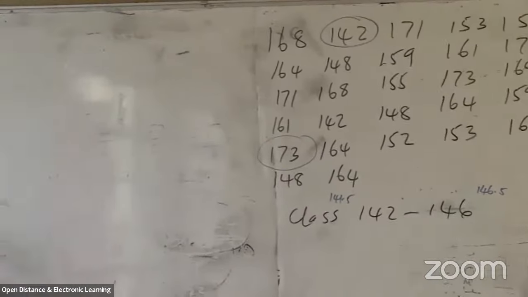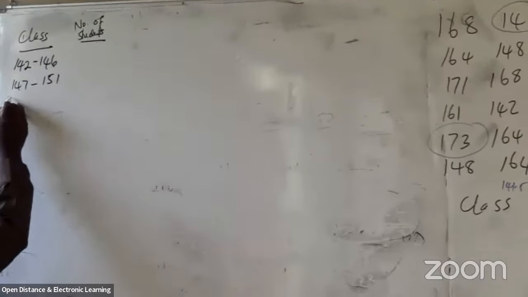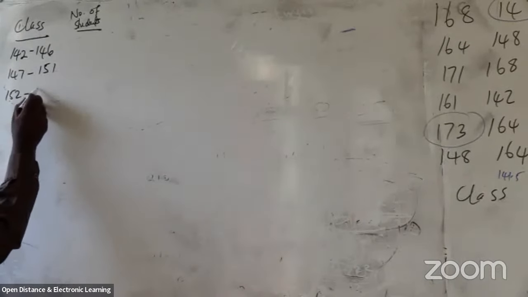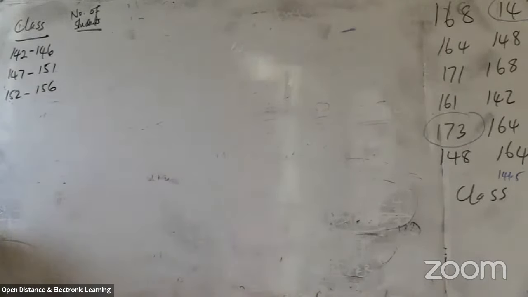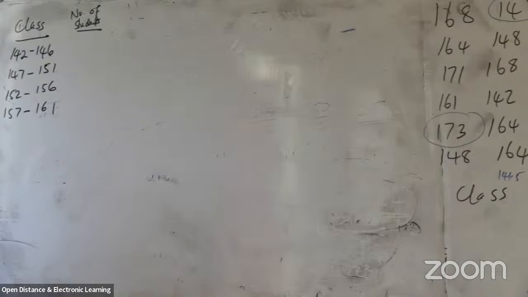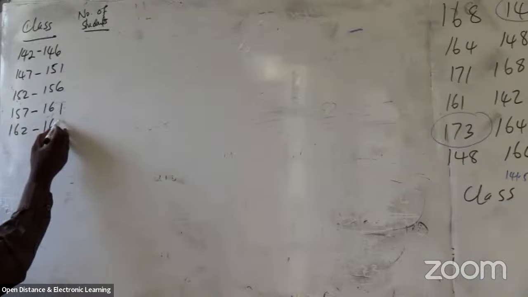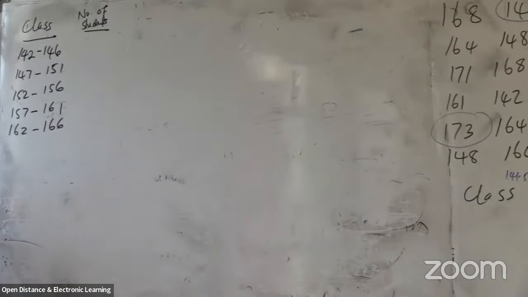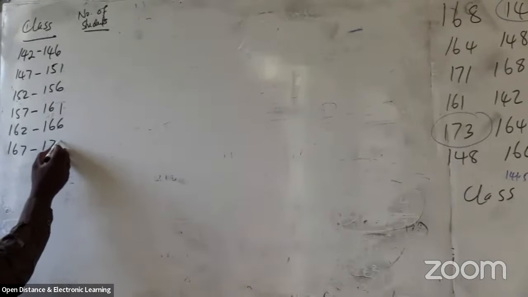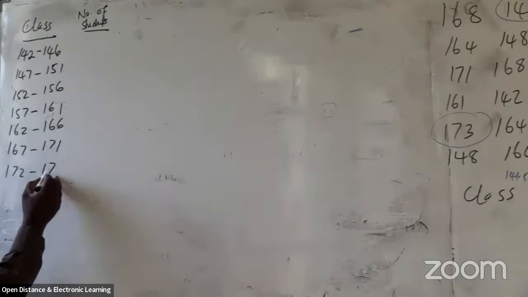So we shall have 147 to 151. So we add 5, 5, 5, 5. So adding 5, we get 152 to 156, 157 to 161, 162 to 166, then 167 to 171, 172 to 176.